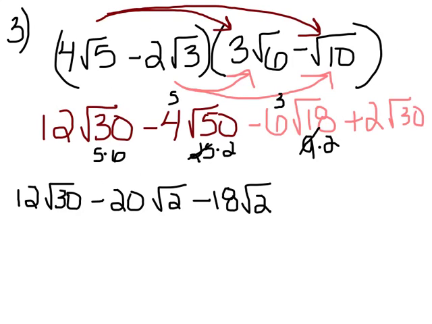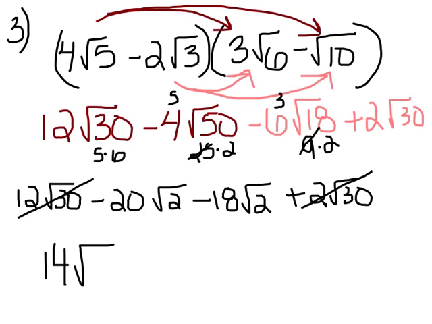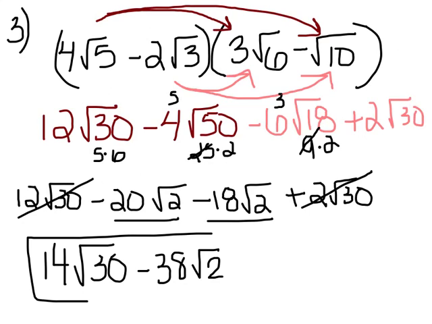And 30 again breaks up into 6 and 5, but we can't take the square root of either of those, so we'll leave this as a positive 2 radical 30. Now that each term is simplified, we'll need to add our common terms. So 12 radical 30 plus 2 radical 30 is 14 radical 30. Negative 20 radical 2 and a negative 18 radical 2 will give us a negative 38 radical 2. And this is our final answer.